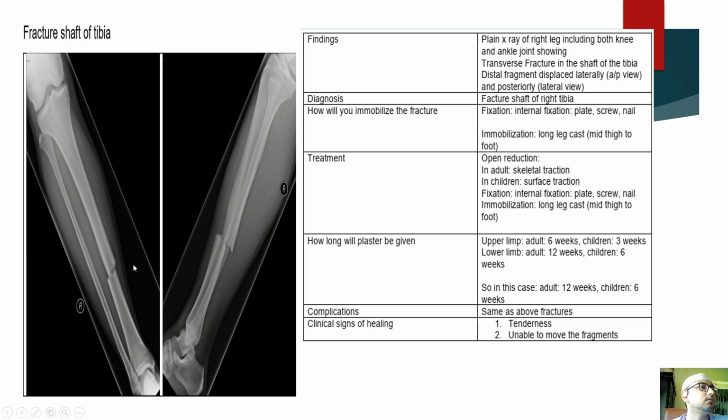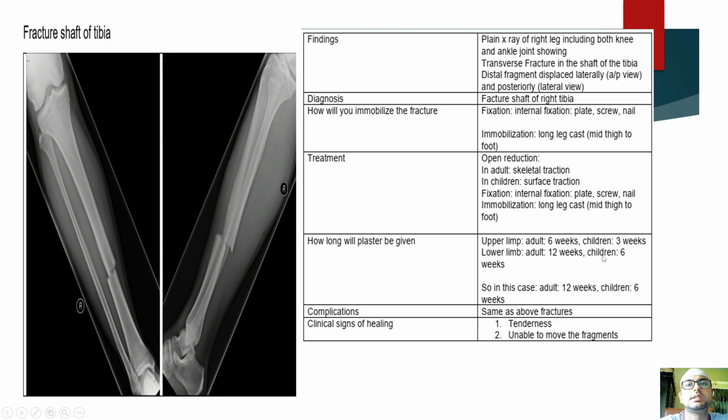Internal fixation by plate, and a long leg cast is given up to the mid thigh to foot. Open reduction, skeletal traction. In case of children, surface traction, fixation, internal fixation plate, screw nail, immobilization long leg cast. And in upper limb, adult 6 weeks, children 3 weeks, and lower limb, adult 12 weeks, and children 6 weeks.